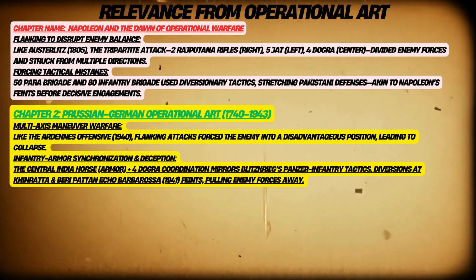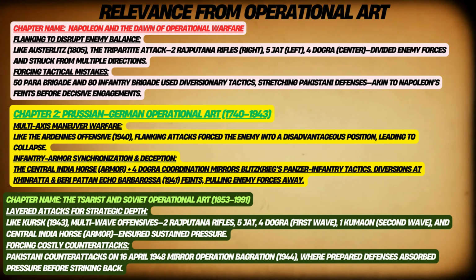Infantry armor synchronization and deception. The Central India Horse, armor, plus 4 Dogra coordination mirrors Blitzkrieg's panzer infantry tactics. Diversions at Khinratta and Beripatan echo Operation Barbarossa, 1941, pulling enemy forces away from the main objective.